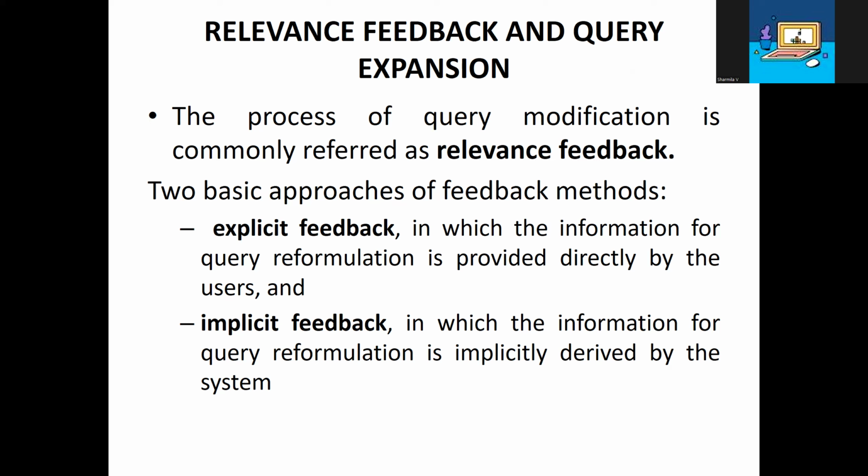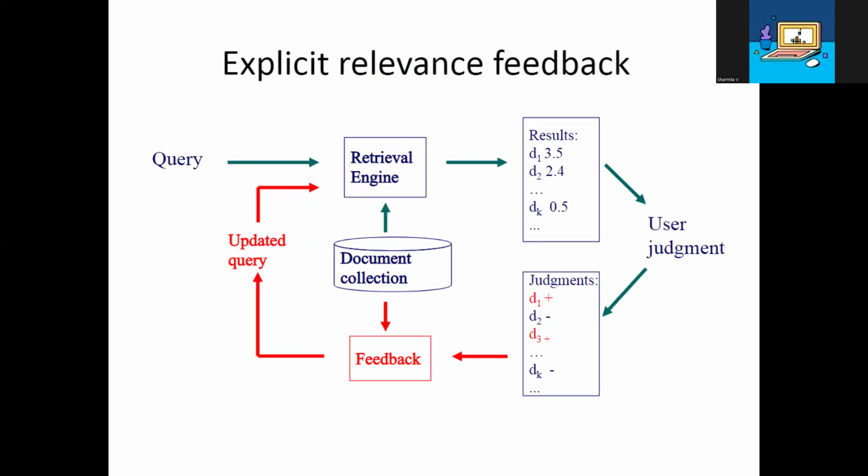That is explicit feedback. Now we're going to explain implicit feedback, in which the information for query reformulation is implicitly derived by the system. The system only gives suggestions. The system itself reframes the query. That is called implicit feedback.